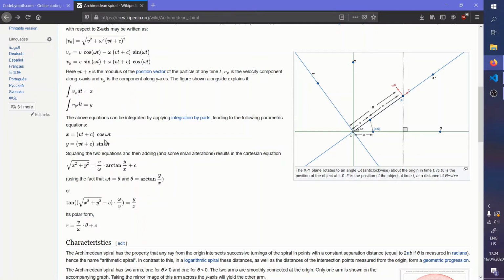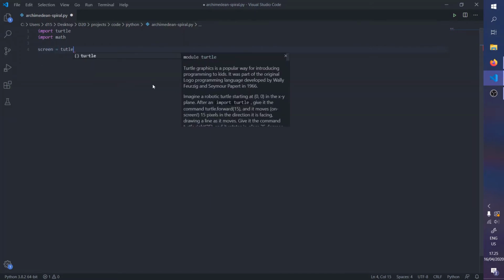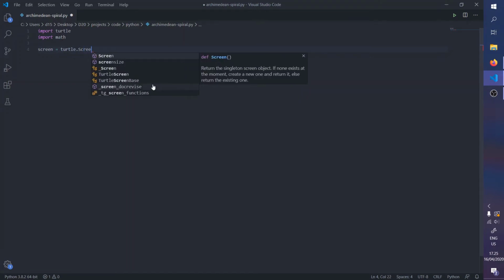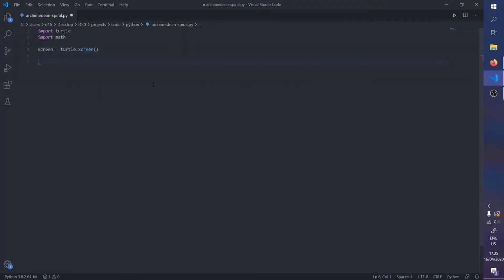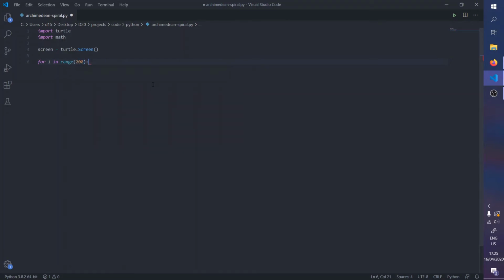And we are going to make a for loop. First, we'll make a screen for the turtle so we can draw. Then you'll have a for loop in range. So, we're going to draw 200 points. This is the amount of points you're going to draw. So, you'll have x and you'll have y.